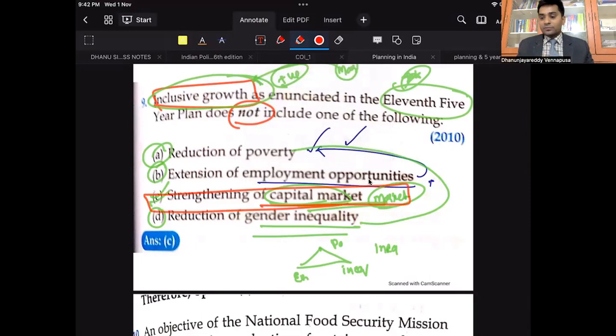So this is the way in which you have to solve. Capital market means giving free hand to the market. If you give free hand to the market, there will be huge exploitation, which means it is speaking about privatization. The rest of the three things are speaking about socialization. These are the things. So inclusive growth is more about inclusivity.